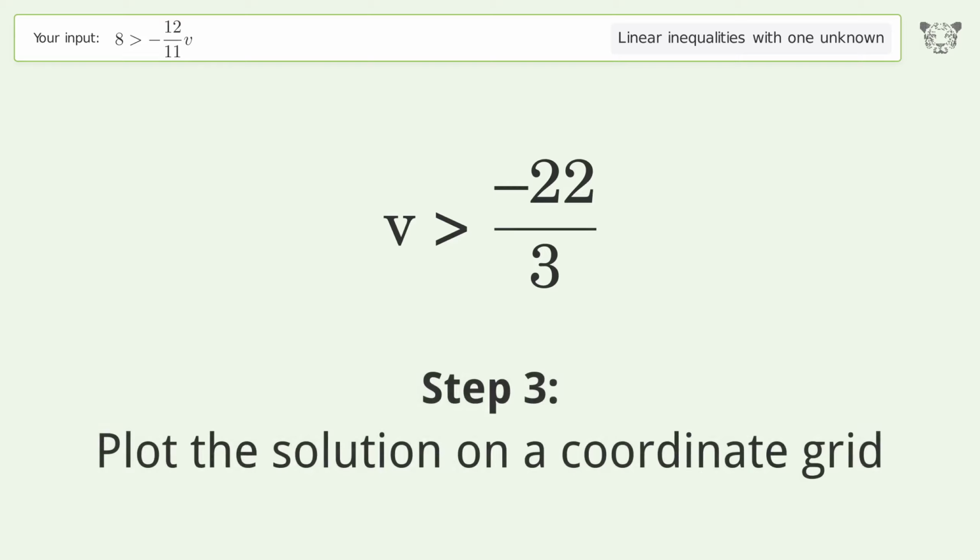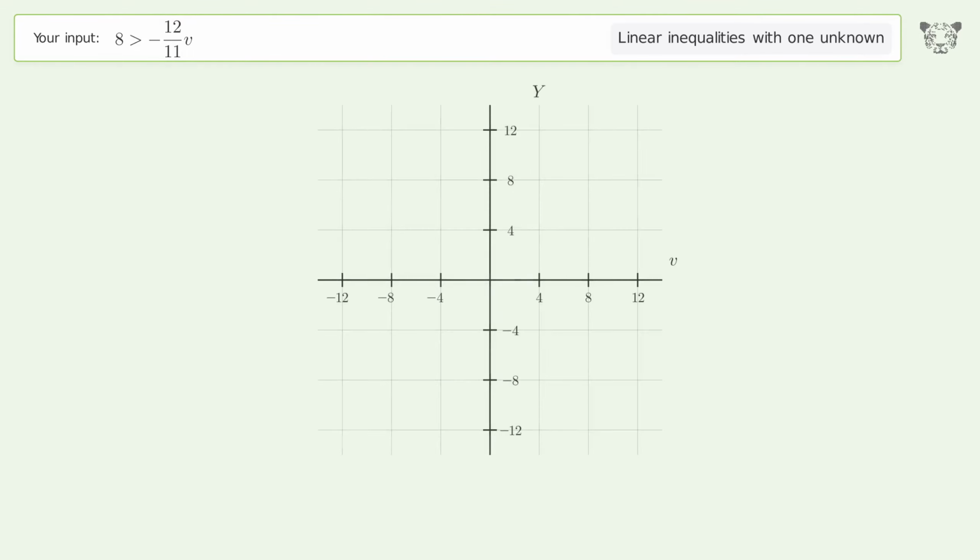Plot the solution on a coordinate grid. And so the final result is v greater than -22/3 greater than -71/3.